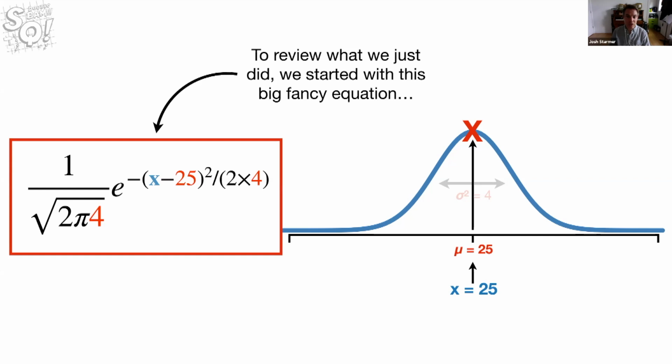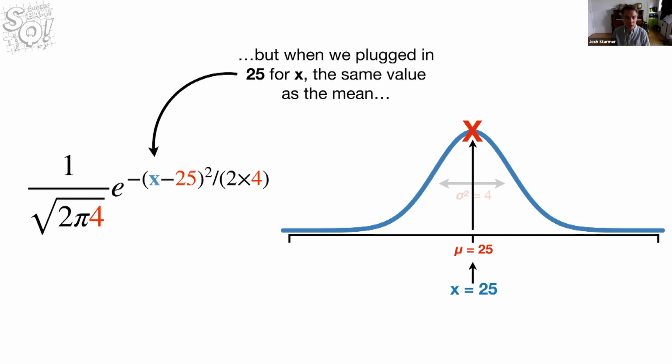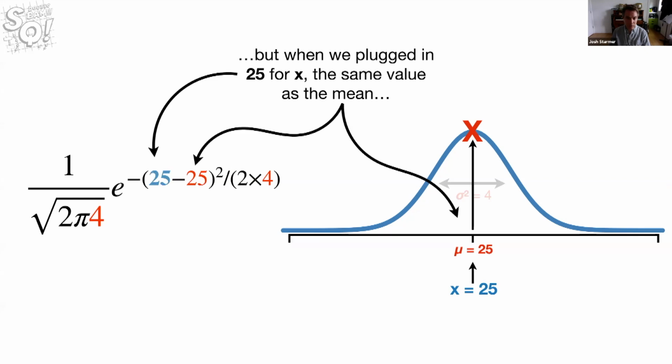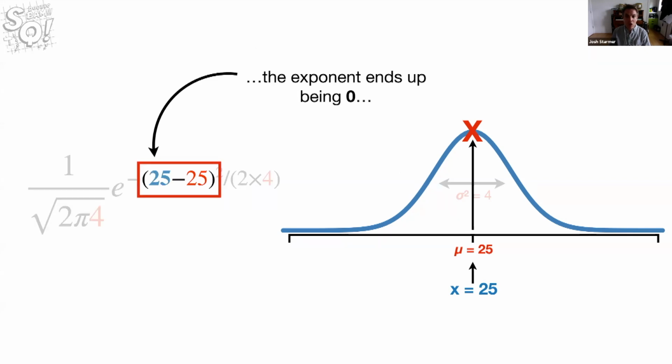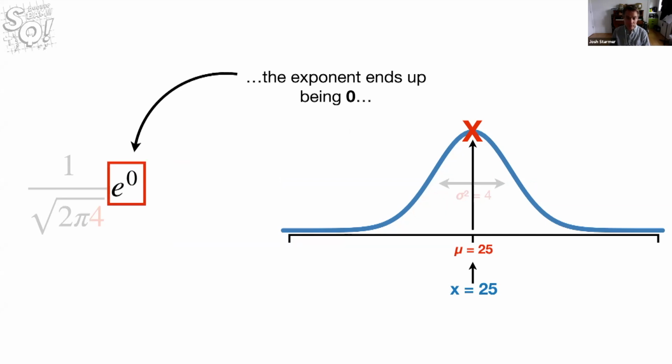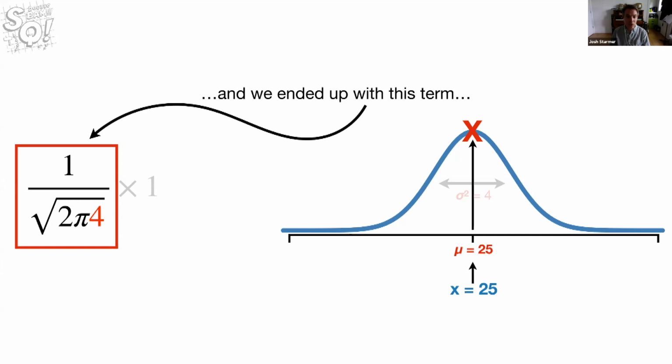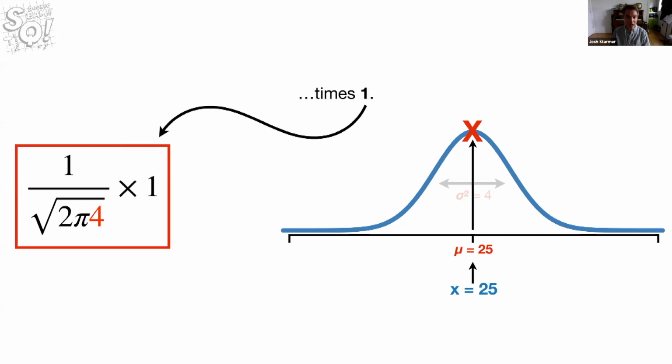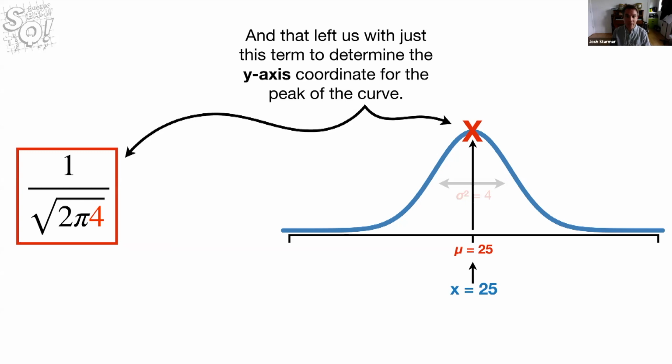To review what we just did, we started with this big fancy equation, but when we plugged in 25 for x, the same value as the mean, the exponent ends up being 0, and we ended up with this term times 1, and that left us with just this term to determine the y-axis coordinate for the peak of the curve.